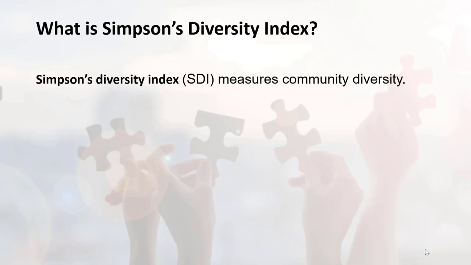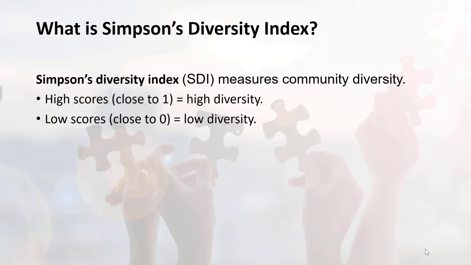Simpson's diversity index measures community diversity. Although it's commonly used to measure biodiversity, it can also be used to gauge diversity differences in populations in schools, communities, and other locations. The range is from 0 to 1, where high scores close to 1 indicate high diversity, and low scores close to 0 indicate low diversity.